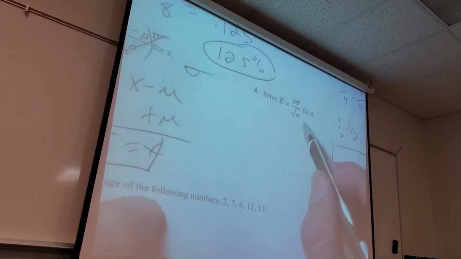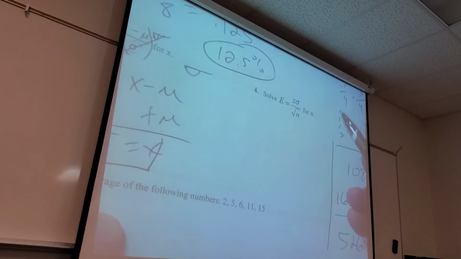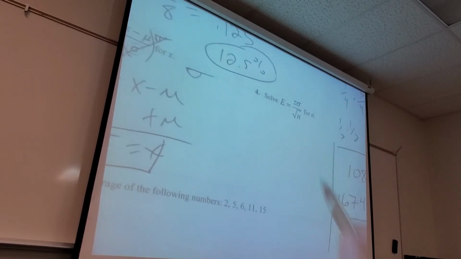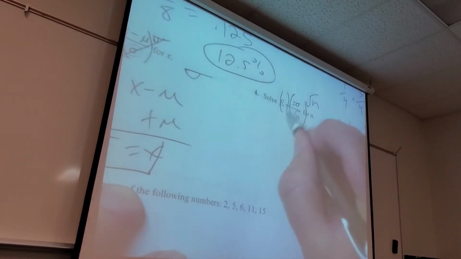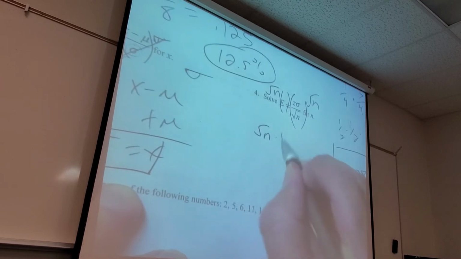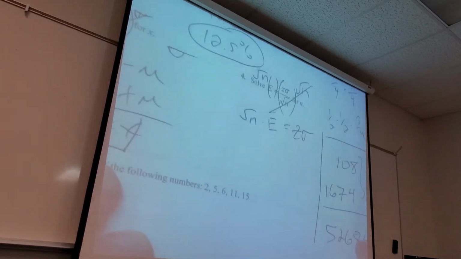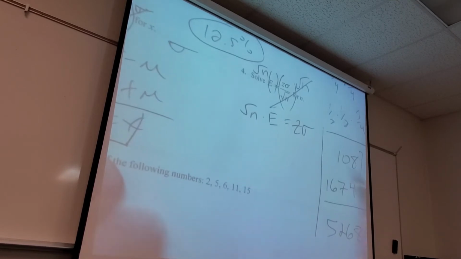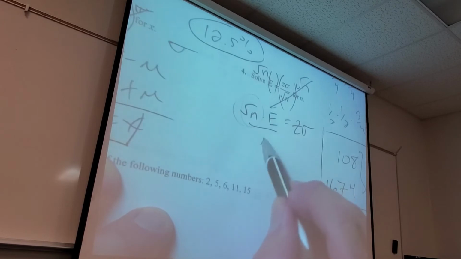The extra thing that sucks about this one is where's the n? Not only at the bottom, but it's also inside a radical. So I do the same thing I did on the last one. I multiply by rad n, and I get rad n times e equals z sigma, because these cancel. And then divide by e. So I almost got the n piece by itself. I just got to get rid of the e.